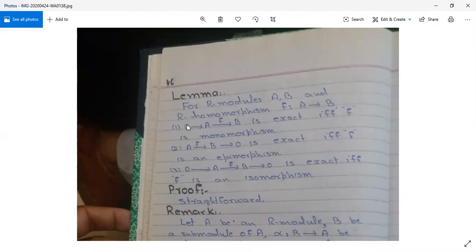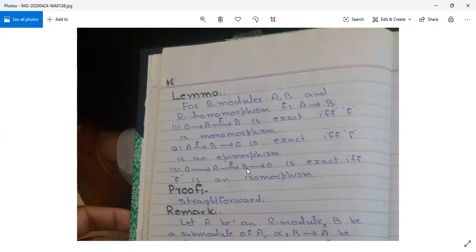After this we have proved that O approaches A, and A approaches B under function f, is exact if and only if f is a monomorphism. Here I have used an arrow, though basically we have defined a function from O to A. Number second, A approaches B under function f, and B approaches O is exact if and only if f is an epimorphism. And O approaches A approaches B under function f, and B approaches O is exact if and only if f is an isomorphism.